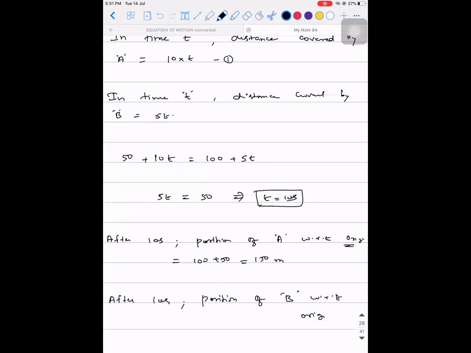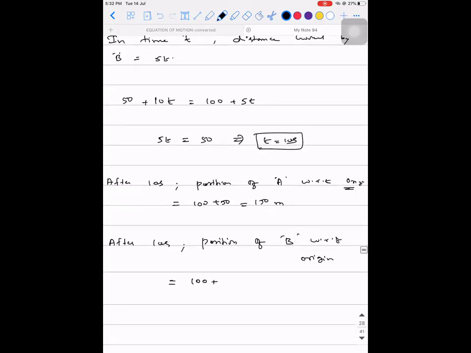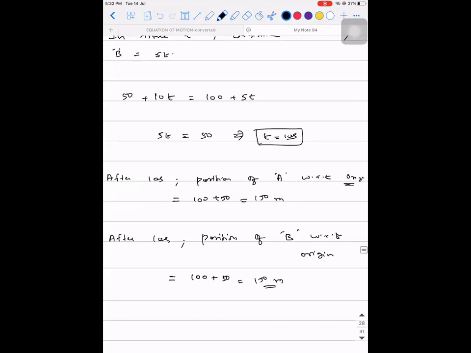With respect to origin, it is 100 plus. Initially it is at a distance of 100. And how much distance has it covered in 10 seconds? 50 meters. So the answer is 150. Whether you do it with respect to A or B, this exactly happens at a distance of 150 meter from the origin. So you need to report it like this. A overtakes B at a position of 150 meter from the origin after how many seconds? 10 seconds. That is the answer.